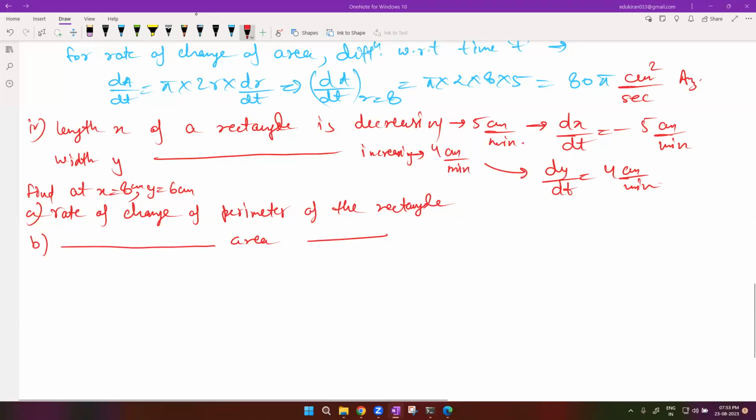Guys, do we have an answer? Perimeter, edit. Sorry. Perimeter what? First, okay. Tell me the answer. Sir, what? It's okay. You can tell me the answer. Yes, 1 centimeter per minute.